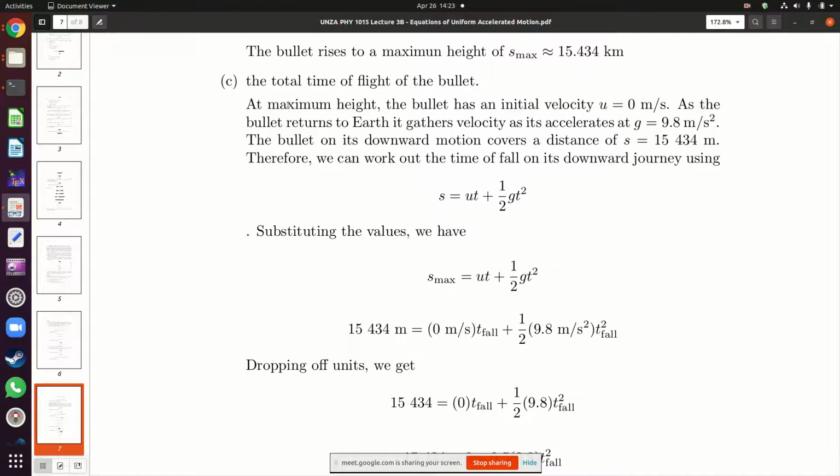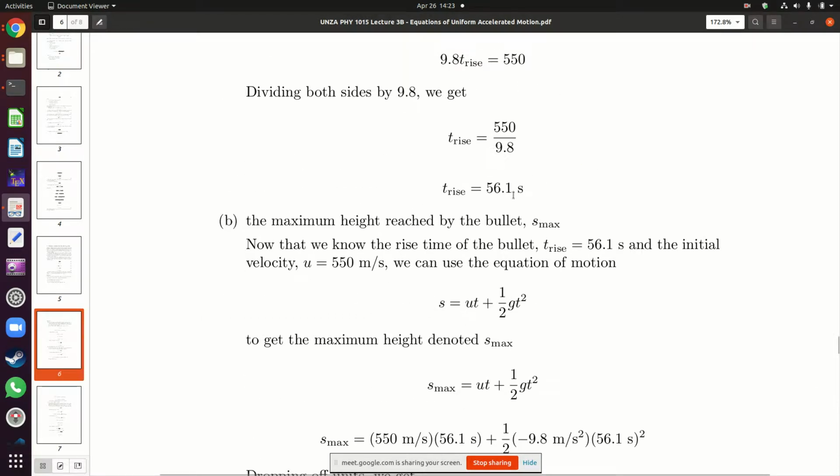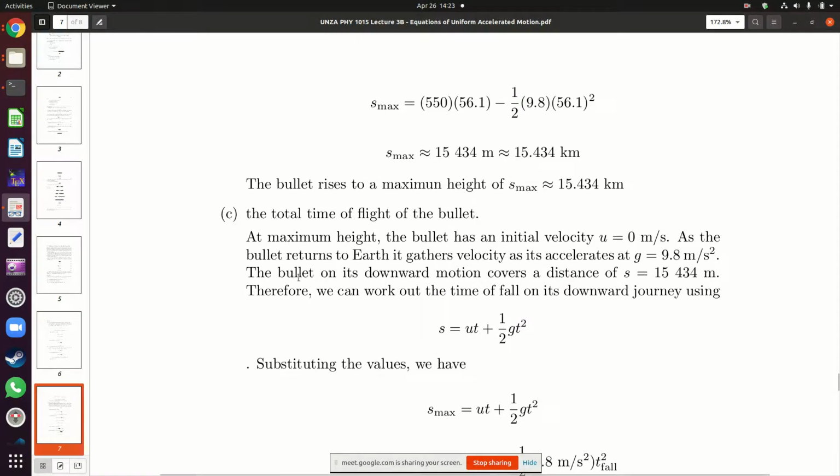The flight time is the total amount of time the bullet was in the air. We already know one part, which is the rise time. We know that the rise time is 56.1 seconds. This is how much time it takes the bullet to rise from coming out of the gun all the way up to maximum height.